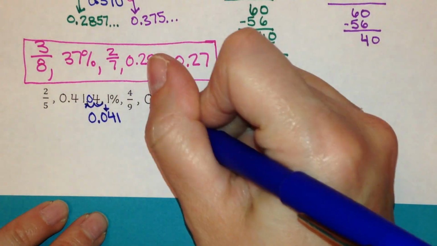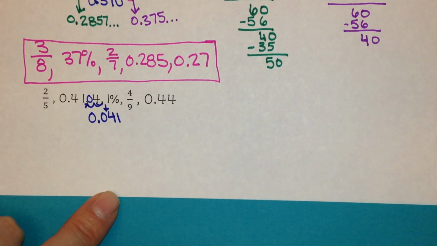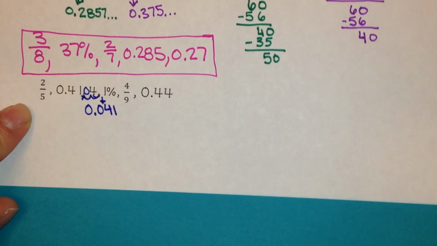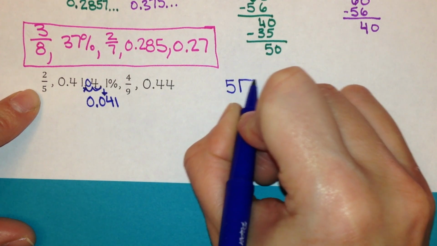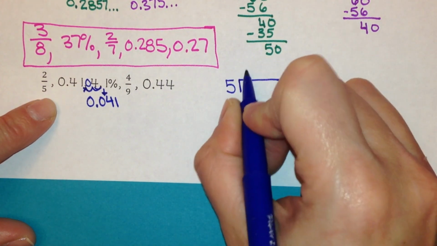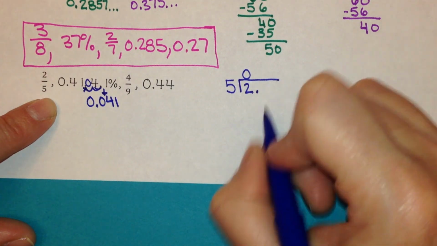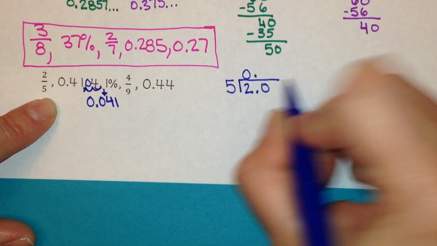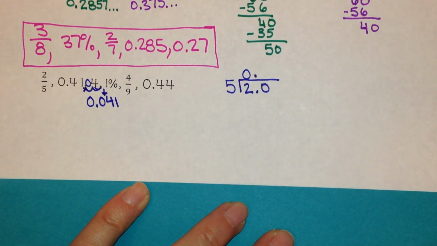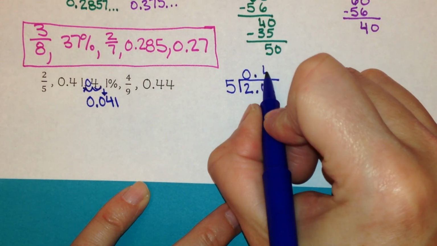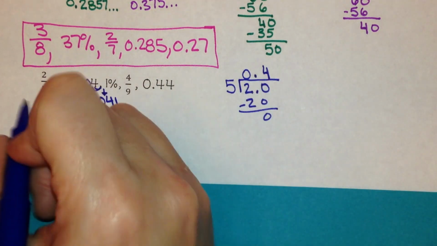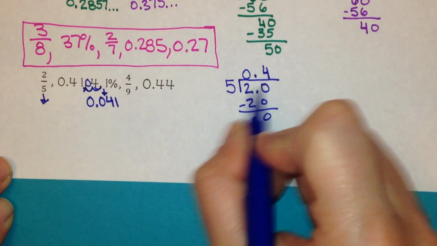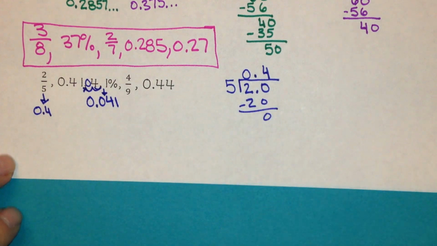We have 4/9 and 0.44. All right, so let's start with our fractions, changing them to decimals. 2/5. Remember, the number on the bottom goes on the outside, 2 goes underneath, 5 can't go into 2. So add the decimal, bring it up, add a 0 after the decimal point. 5 goes into 20 4 times. 5 times 4 is 20, and so we are done. So 2/5 is 0.4.